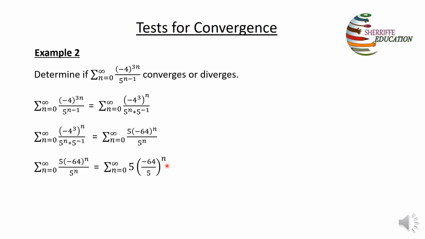So in this case, our r is -64 divided by 5, and clearly this is not in the region. If we divide that by 5, our result would be -12 point something, and that is definitely outside of the region for it to converge. So this series here is divergent.